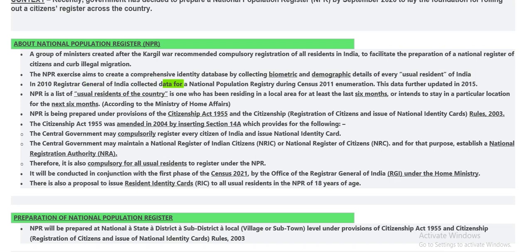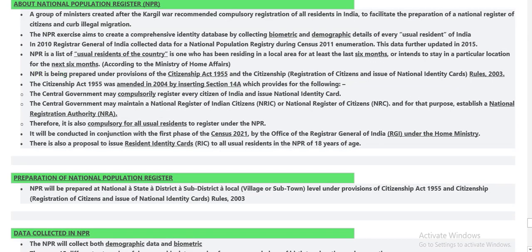The NPR exercise aims to create a comprehensive identity database by collecting biometric and demographic details of every usual resident of India. In 2010, the Registrar General of India collected data for a national population register during Census 2011 enumeration. This data was further updated in 2015. A usual resident of the country is one who has been residing in a local area for at least the last 6 months, or intends to stay in a particular location for the next 6 months.